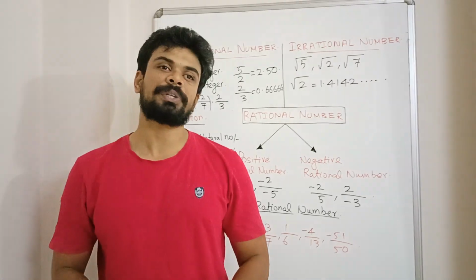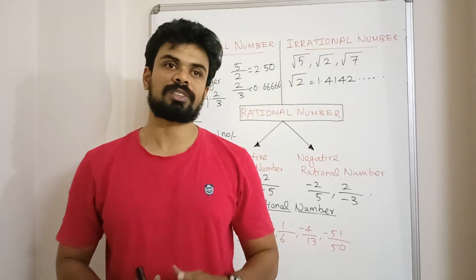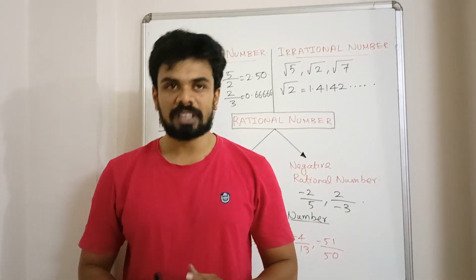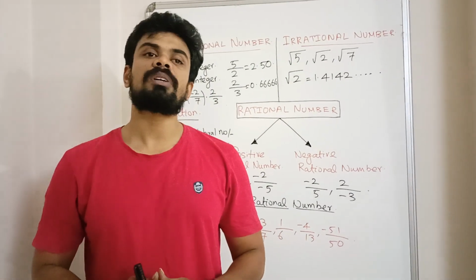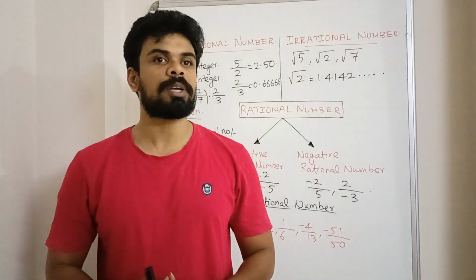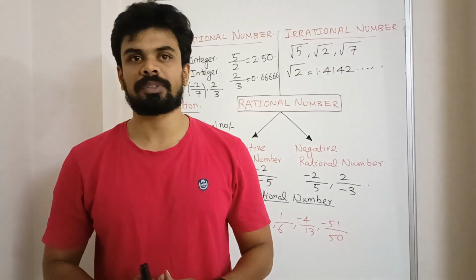In this video, we are going to see about rational numbers and irrational numbers. Initially, we start with rational numbers. The number which can be written in the format of p by q is termed to be a rational number.